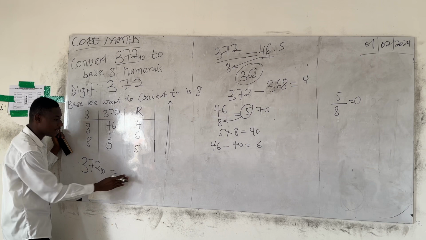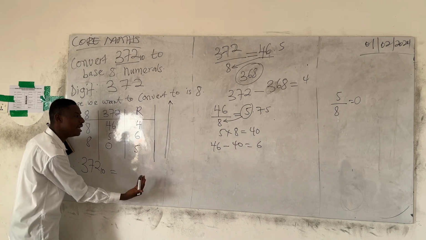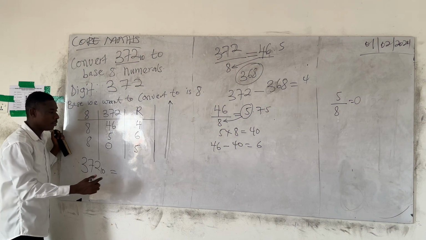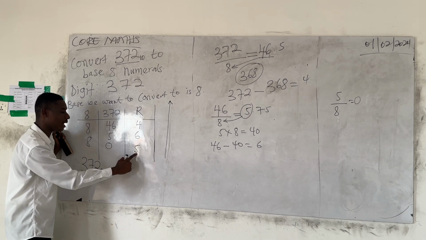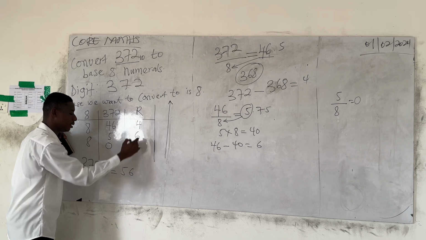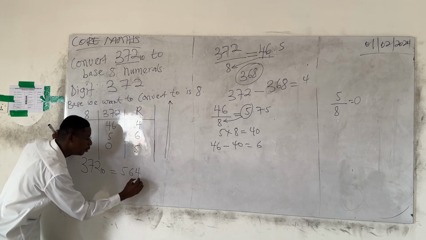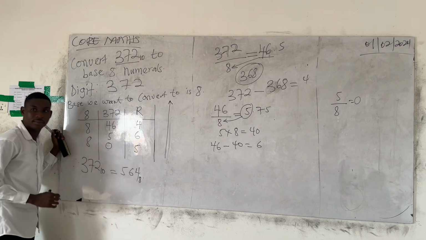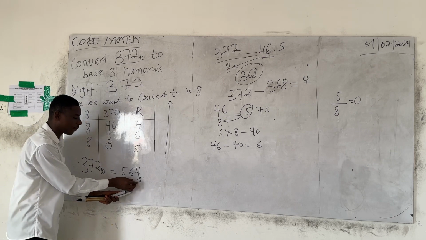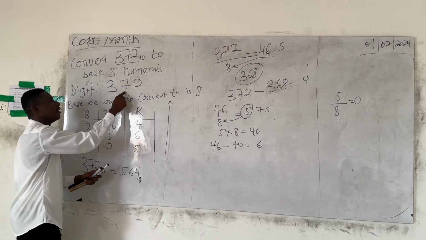So we are saying that this is equal to the results that we are going to get from here. But we are doing that by reading the numbers from the bottom going up, from the remainder column. So let's go to the remainder column. What do we have here? 5. Followed by what? 6. Followed by what? 4. And what is the base that we are converting this to? Then you put the base. This is telling us that 564 base 8 is equal to 372 base 10.